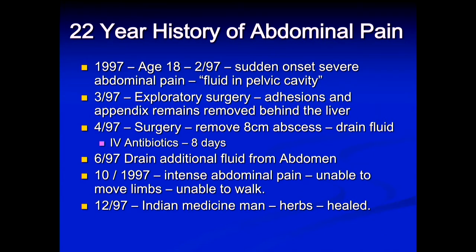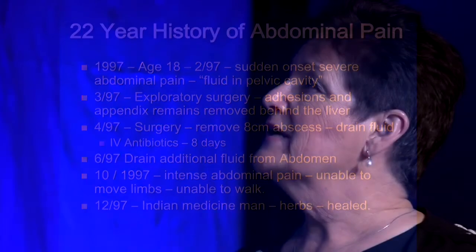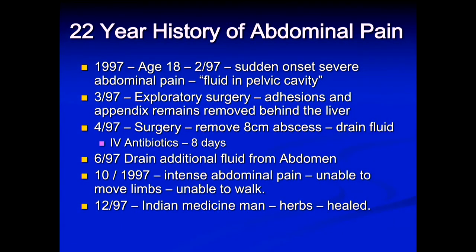So in March of '97, they did exploratory surgery and found the remains of this ruptured appendix behind her liver. In March, they had to do surgery again. She had an 8-centimeter free-floating abscess in her abdomen. They had to drain the fluid and remove the abscess. She was on IV antibiotics for 8 days. She had another surgery in June of that year to drain additional fluid. And then October, so she had what, 4 surgeries, 3 surgeries in a year.